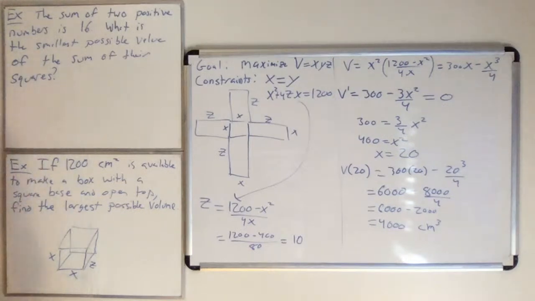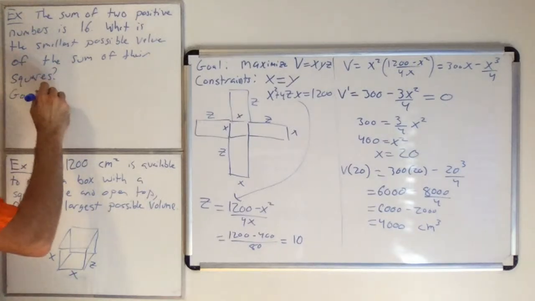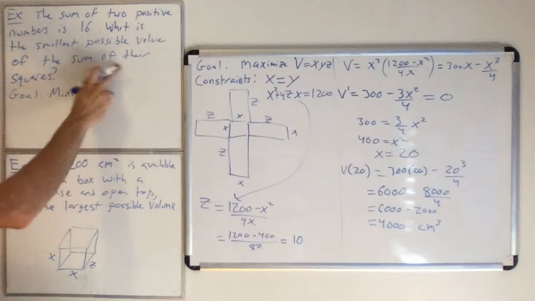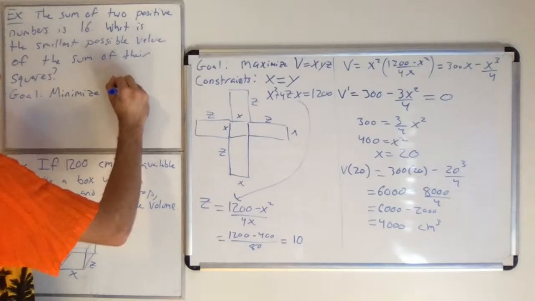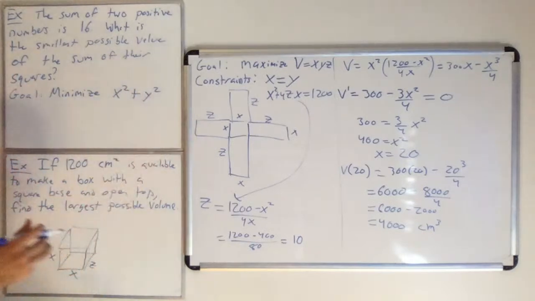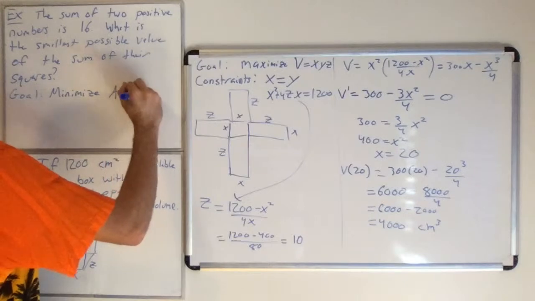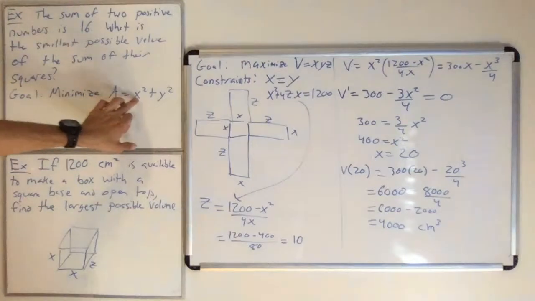Okay, and just since we're kind of short on time, I'll write out what we're really trying to do. So our goal is to minimize the sum of their squares. So we'll say the positive numbers are x and y. So we want to minimize the function, which I guess we could give it a name. We've been using a lot, so we want to minimize this function A. I don't know what A stands for, but it's x squared plus y squared.